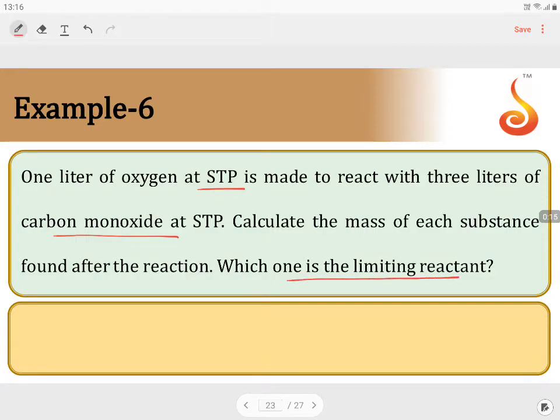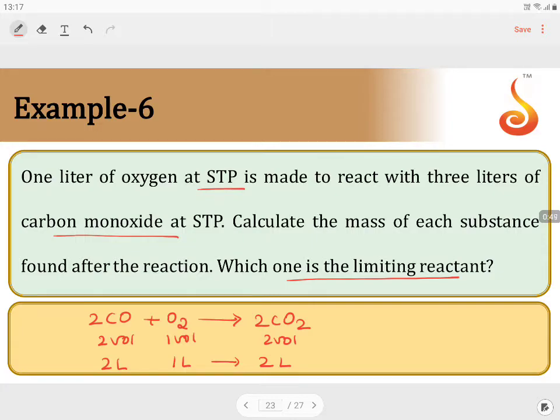So if I say 1 liter, the reaction first: 2CO plus O2 gives rise to 2CO2, carbon dioxide. According to this, by volumes, 2 volumes of carbon monoxide react with 1 volume of oxygen to give 2 volumes of carbon dioxide. Meaning 2 liters reacts with 1 liter and gives 2 liters of carbon dioxide. This is at STP, what we can take.